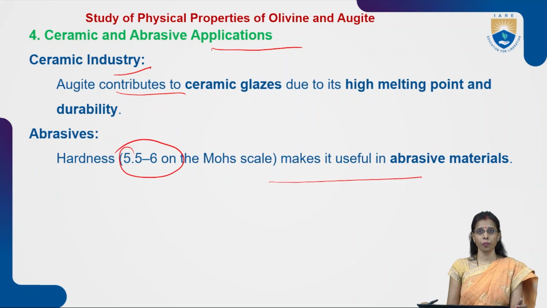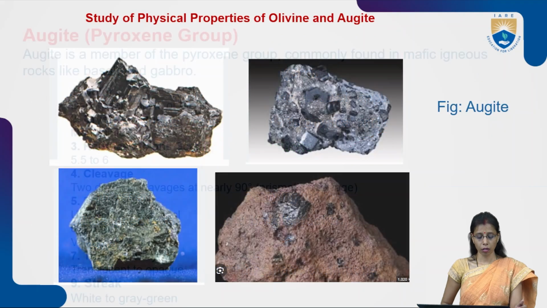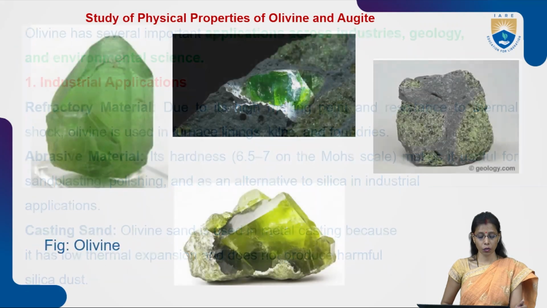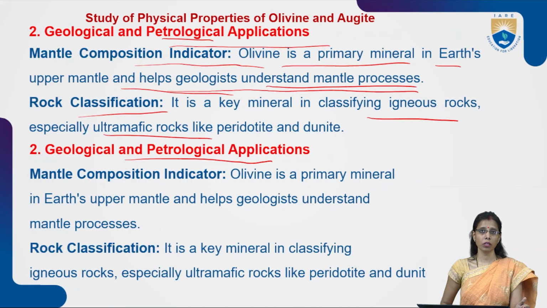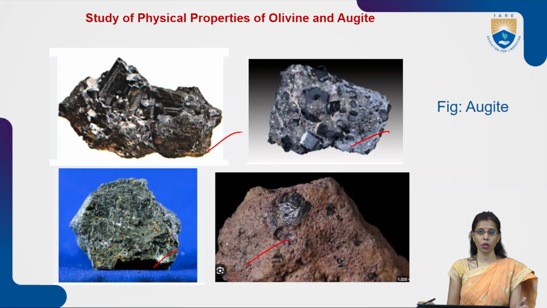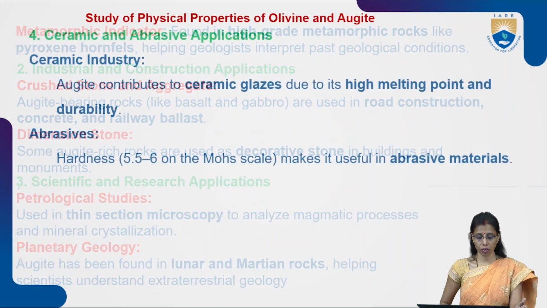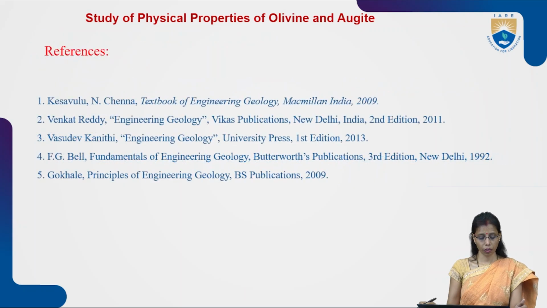So augite is a pyroxene group mineral, whereas we have seen that olivine comes under the silicate group of minerals. These two minerals are found in common kinds of rocks, the mafic igneous rocks, and both have a hardness of 5 to 7, which is harder on the Mohs scale, so they can be used as abrasive material. Here are some references we can go through to find more information about augite and olivine.